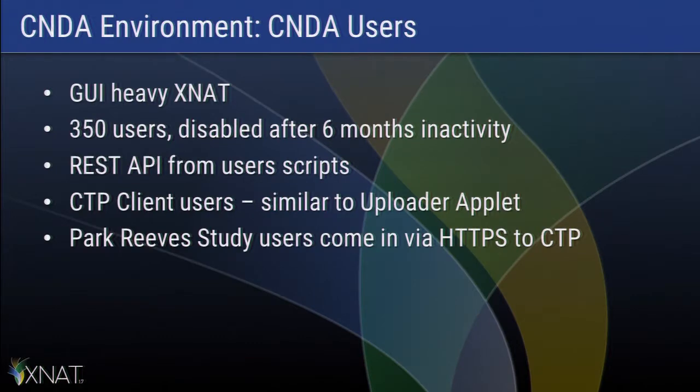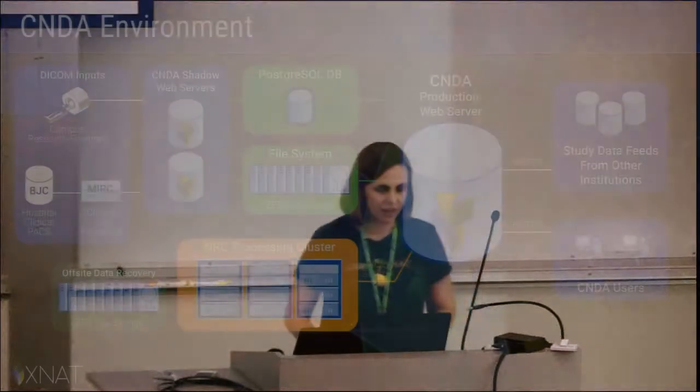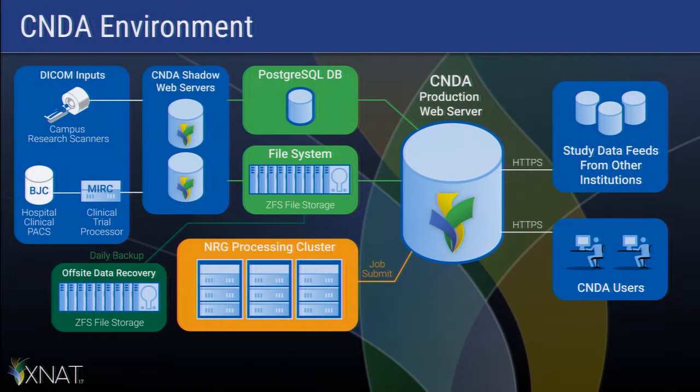And so we ended up using something called CTP client. I'm going to talk about CTP a little bit more in a minute. But we're using the CTP client, which is very similar to Upload Applet, except it had a couple more anonymization features. And they are also uploading. They send it through CTP clients into a CTP, and then it comes in as DICOM to us. So all these users are hitting our XNAT a lot of the time.